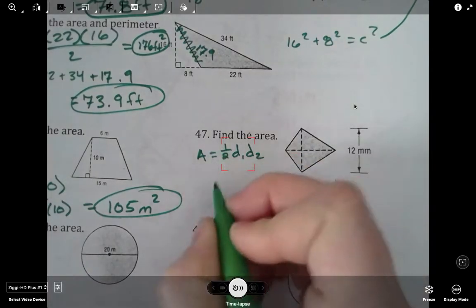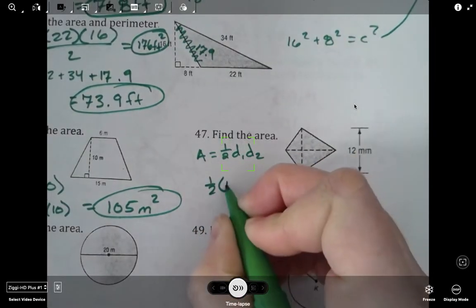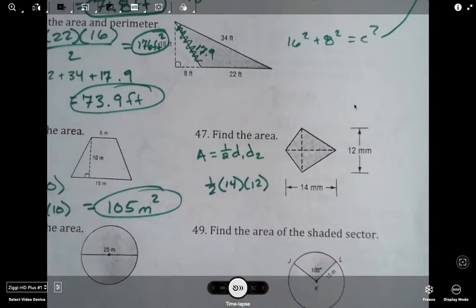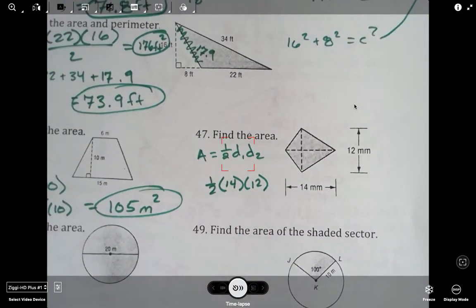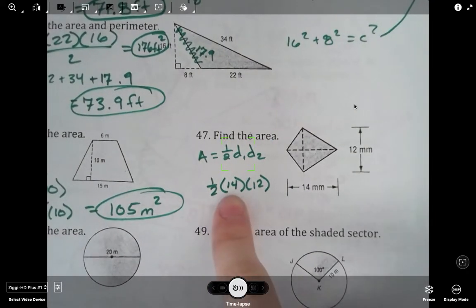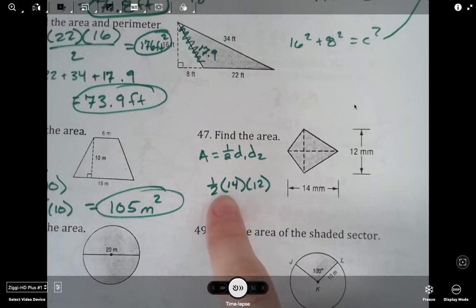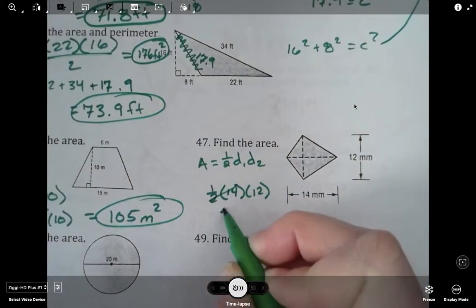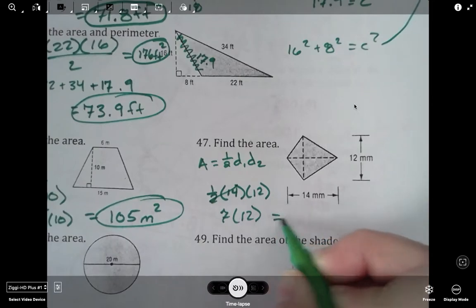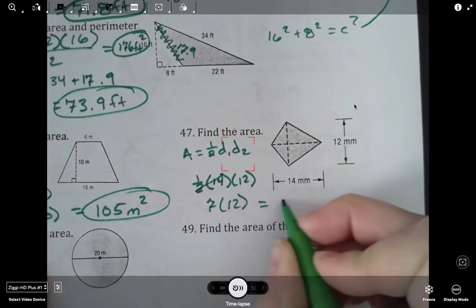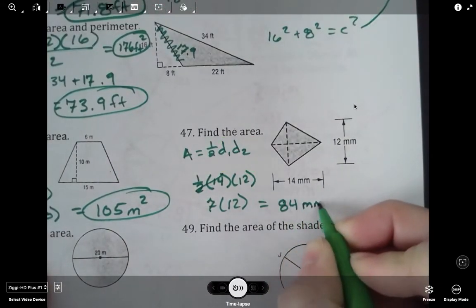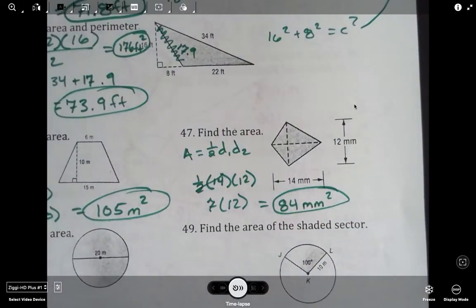Okay, so 1 diagonal is 14, 1 diagonal is 12. It doesn't really matter what order you put them in, okay? If one of them is divisible by 2 and the other one is not, I would encourage you to put that in this spot so that you can easily take half of it, okay? You don't take half of both of them, right? We've talked about that before. You don't distribute the 1/2 through, so it's not like 7 times 6, right? 1/2 of 14 is 7, but then you multiply that by 12, right? You don't distribute the 1/2 through. That is 84, right? 84 millimeters squared. Make sure you label.